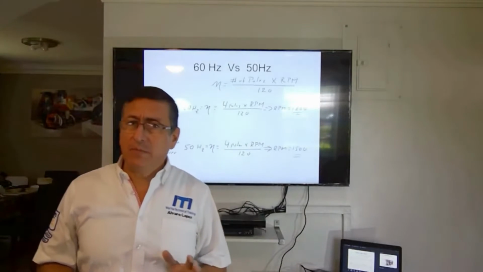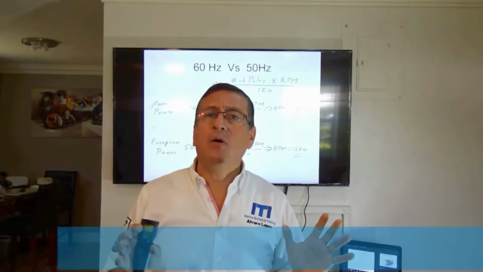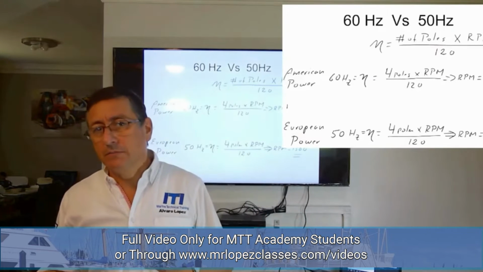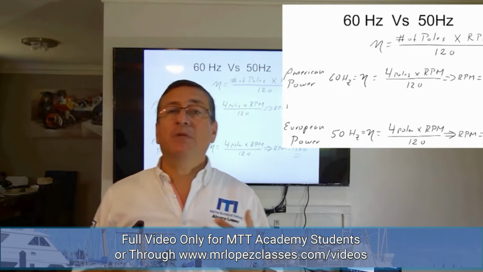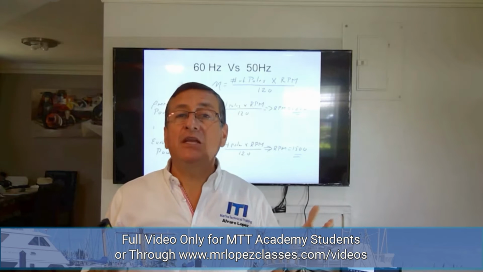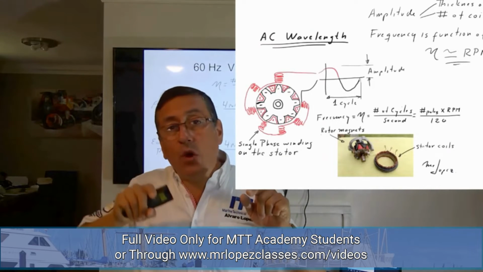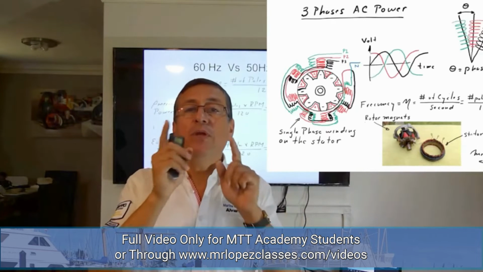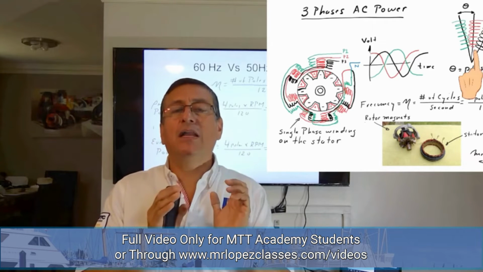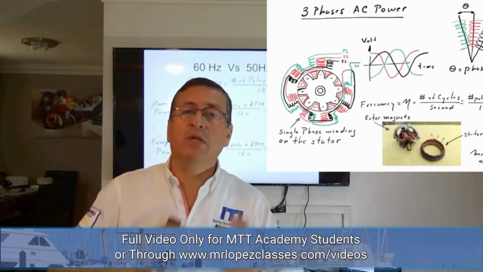AC power, remember, is divided in two types of powers: American power, 60 Hz, or European power, 50 Hz. I explained before in chapter 9 how one phase is produced. One phase is basically when you have only one coil on the stator. Two phases is when you have two coils a little separated, phase angle separated, and three phase is when you have three coils separated some degrees, one with respect to the other one.